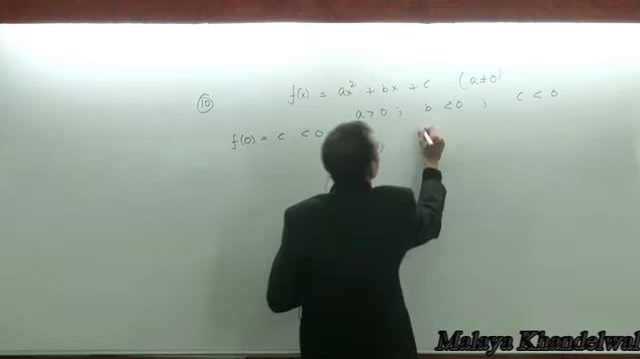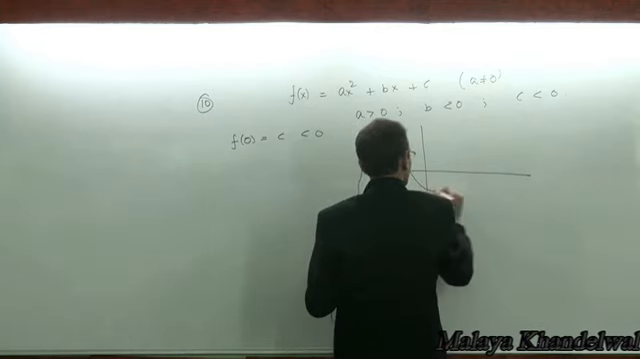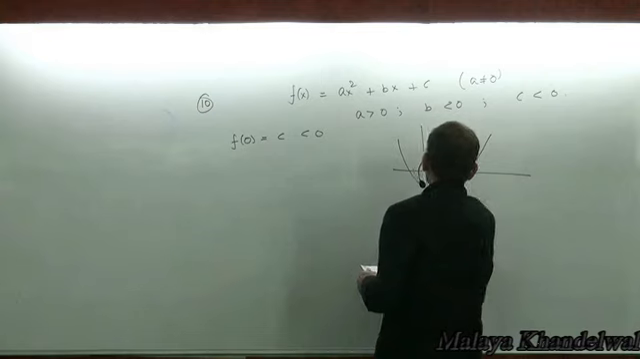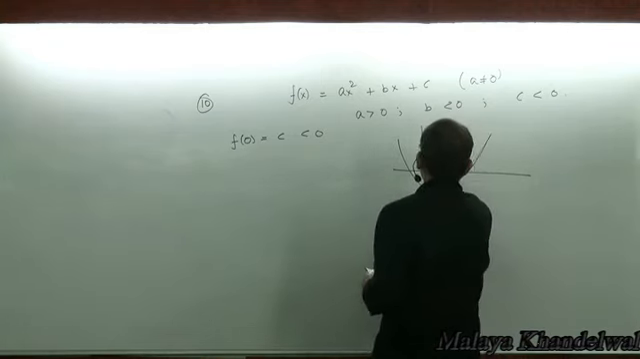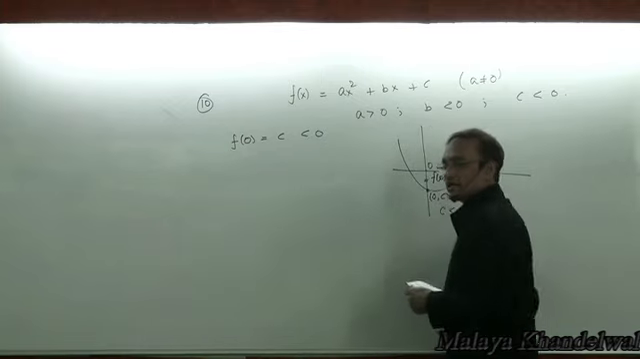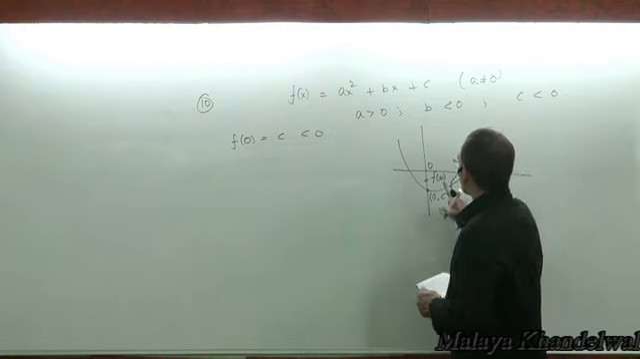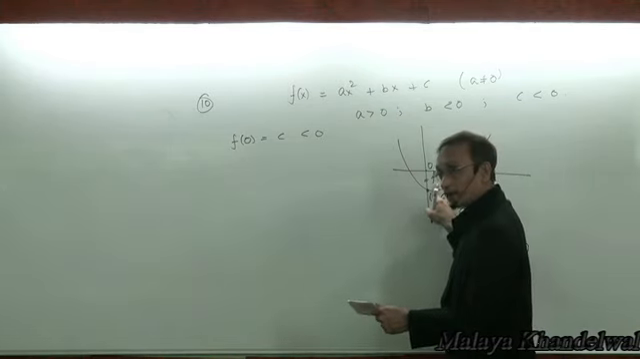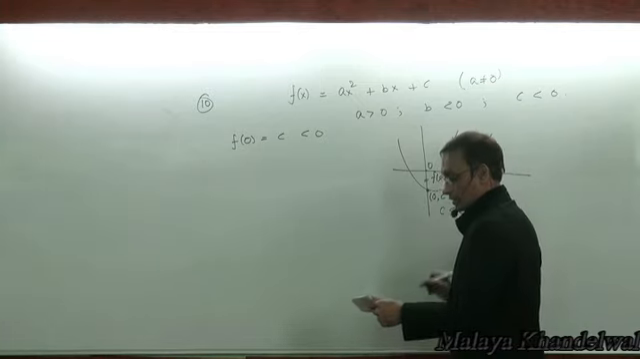See, option B is like this. At x equal to 0, it assumes a value c which is negative. This is f(0), the value of the function at x equal to 0, which is clearly negative. C, which is f(0), is negative. So this is the only option in which f(0) is negative, right? So this must be the right option. Option B must be the right option.